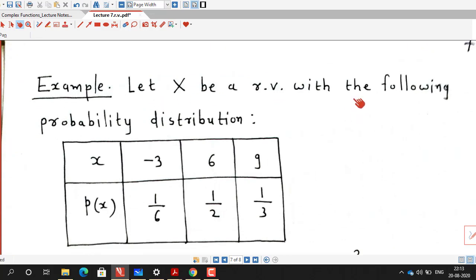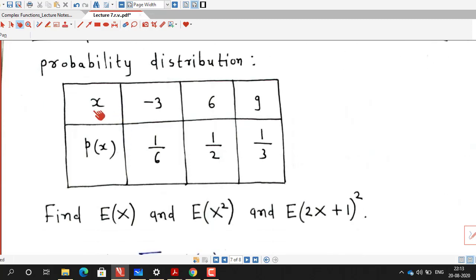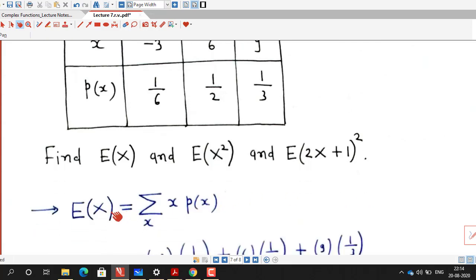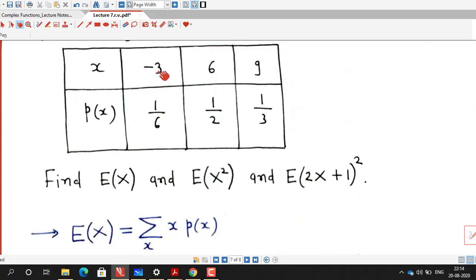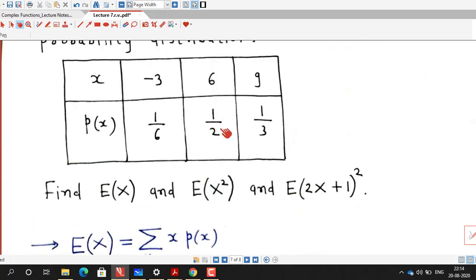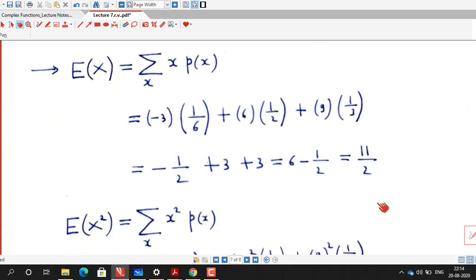Next example: let capital X be a random variable with the given probability distribution. Values of the random variable and its corresponding probabilities are given, and we have to calculate expected value of X, expected value of X square, and expected value of (2X plus 1) square. By definition, expected value of X is summation x into p of x. So we take minus 3 into 1 by 6, 6 into 1 by 2, 9 into 1 by 3, and after simplifying we obtain 11 by 2.